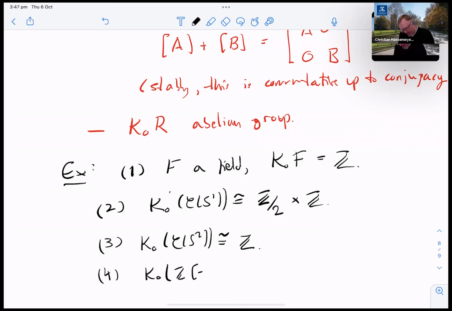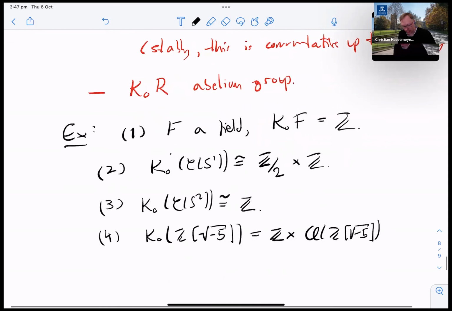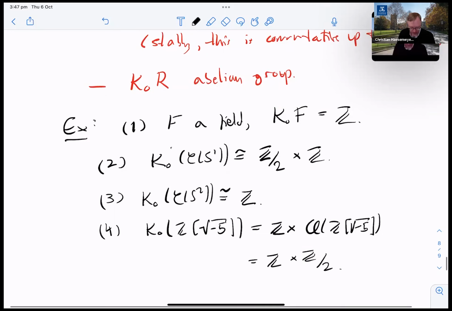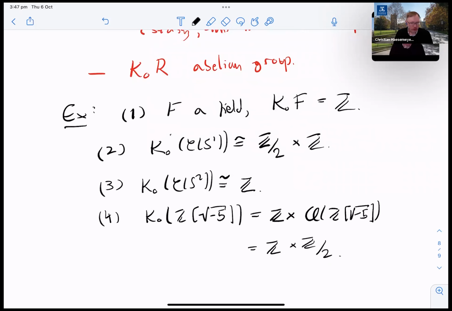And K0 of Z[√-5], which is this ring of integers in this non-trivial number field. So this is just going to be Z times the ideal class group of Z[√-5]. That's a general fact if you know what the ideal class group is of a Dedekind domain. K0 of the Dedekind domain is always this product. And in this particular case, this is also Z times Z mod 2. Okay, I think that's me with part number 1. Thank you.